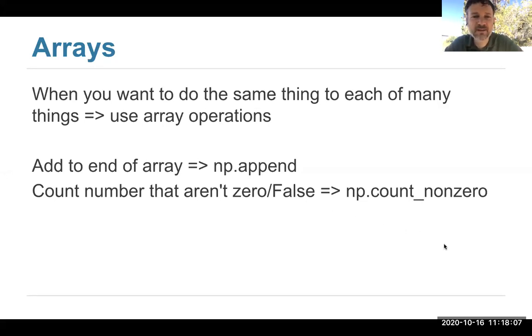If you need to add to the end of an array, use np.append. Remember, that doesn't update the existing array, it creates a new array. So you need to assign that to some variable if you want to use it again. These slides should be on the website. If you want to count the number of items in an array that are not zero or that are not false, use np.count_nonzero.